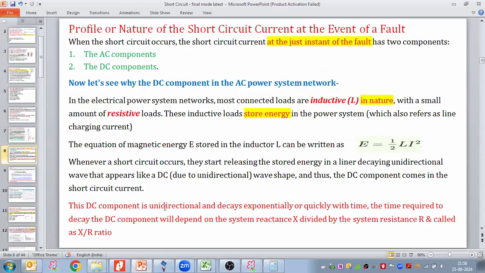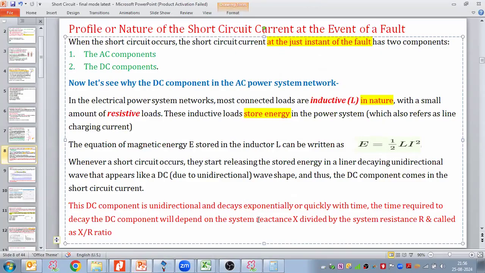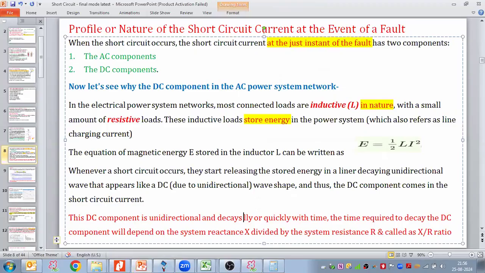This DC component is unidirectional and decays exponentially. To tell in simple language, I tell it decays quickly with time. The time required to decay the DC component will depend on the system reactance X. How much is the X? If X is higher, more time is required to decay the DC component.